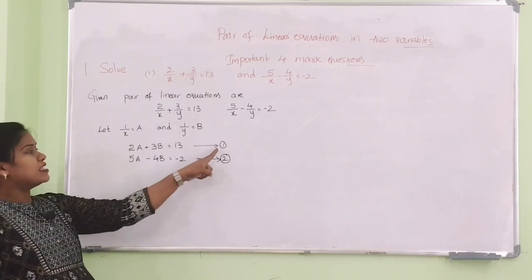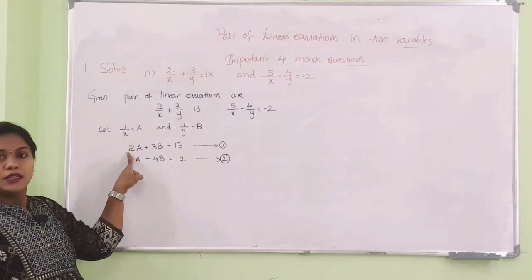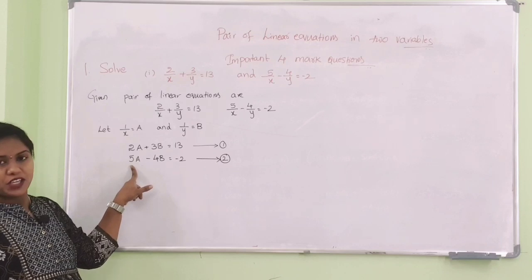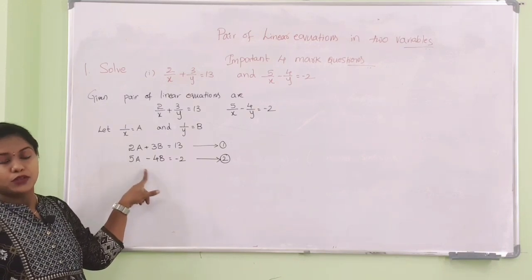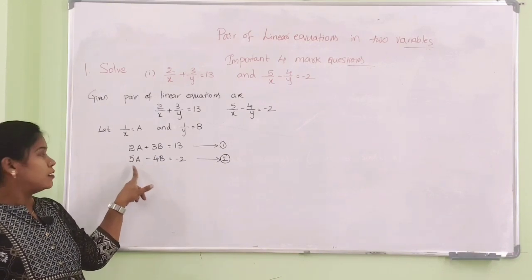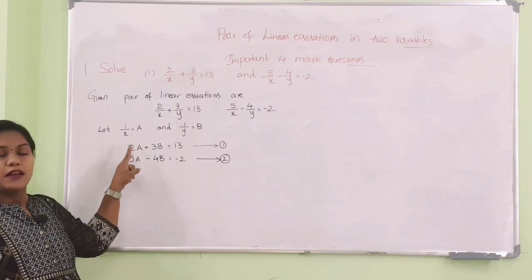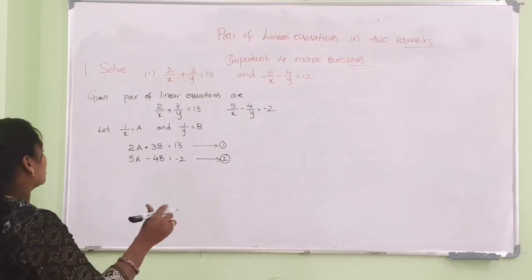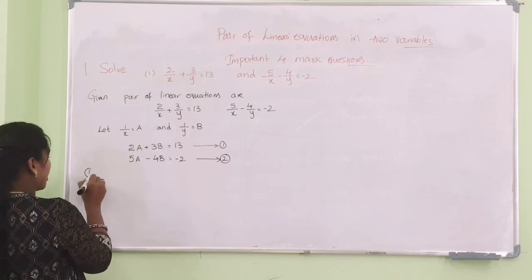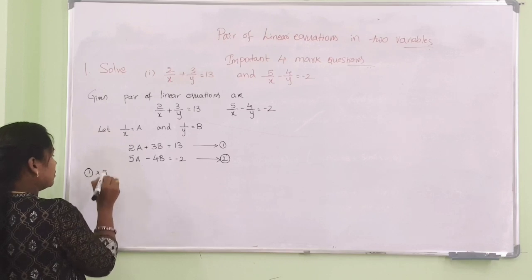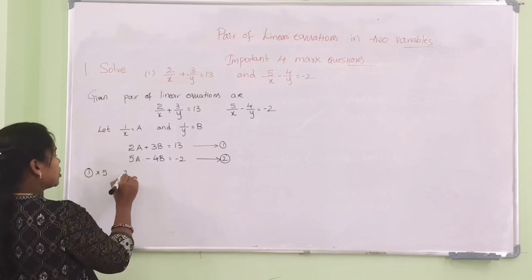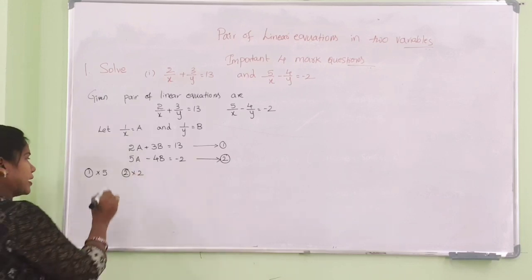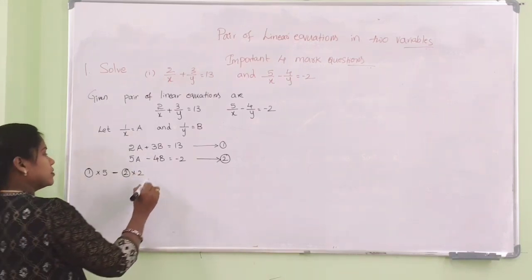So if I multiply the first equation with 5, 2 into 5 we get 10. And if I multiply the second equation with 2, then we get 10a. Then we can subtract those two equations to eliminate this. So equation 1 should be multiplied with 5 and equation 2 should be multiplied with 2. Then we have to find the difference of these two equations.